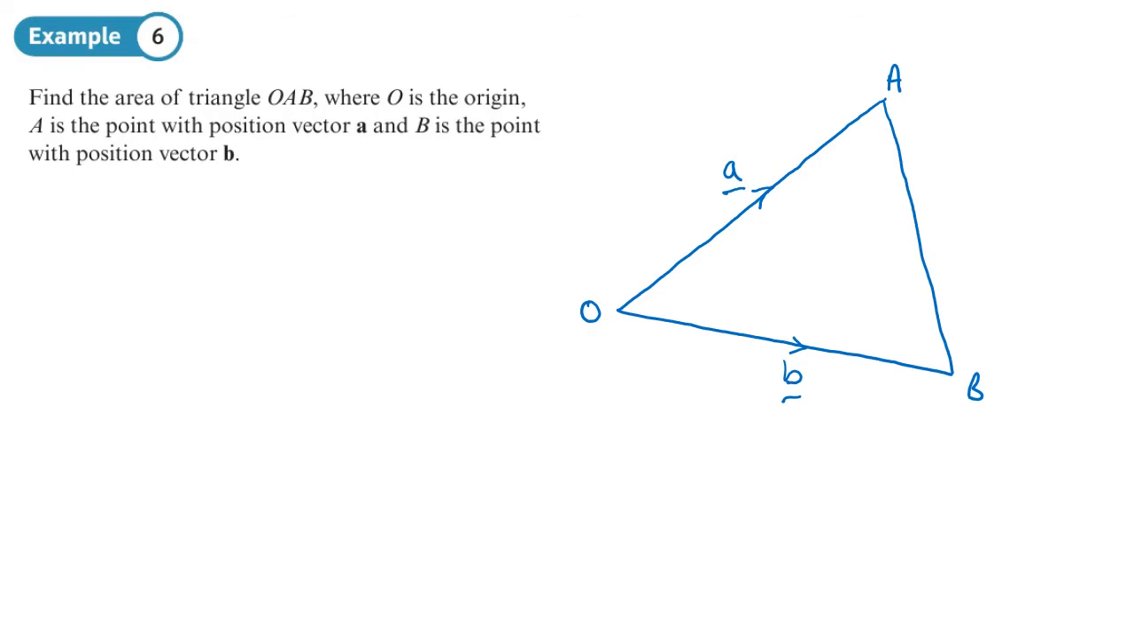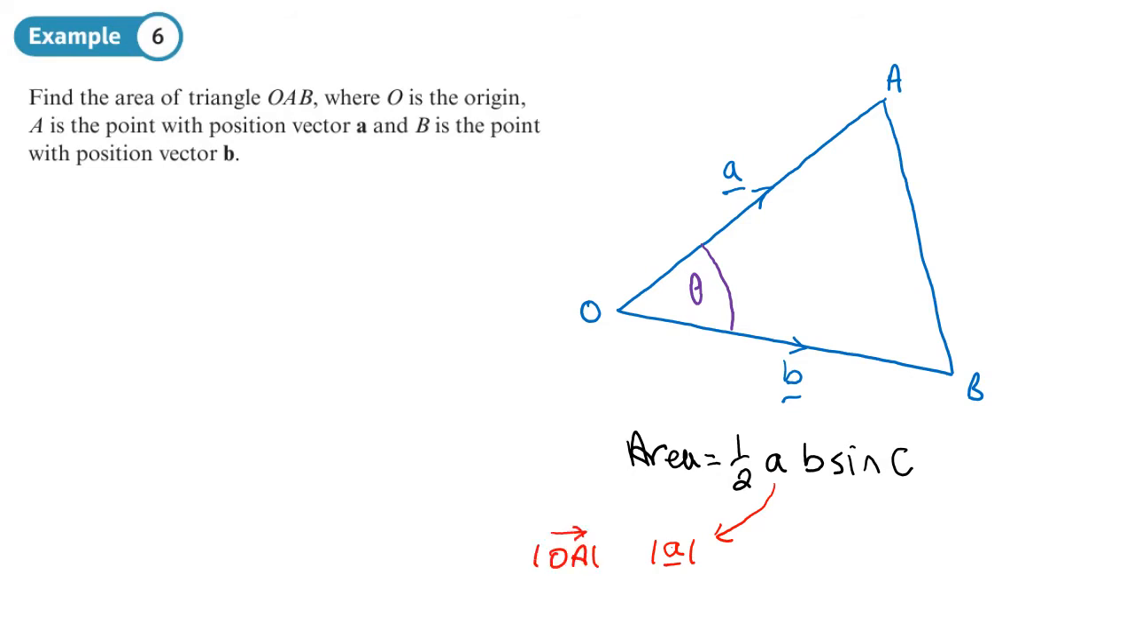Now, let's consider this angle here and think about how we would find the area of a triangle like that. Well, we'd use half AB sine C, half AB sine C. Okay, now on this, A, well, that's going to be the length of OA. I suppose we could write it as the length of A like this, or you could write it as this. And B, well, that's going to be the length of OB, which you could also write as this. And then sine C, well, C is, in this case, theta.